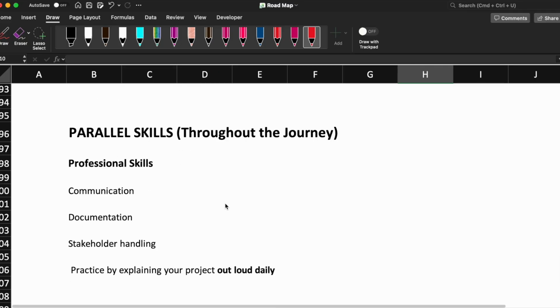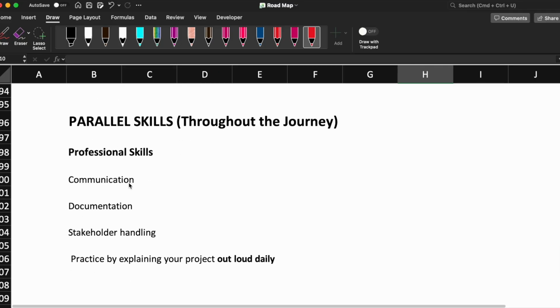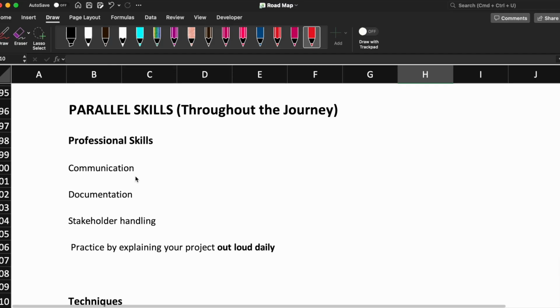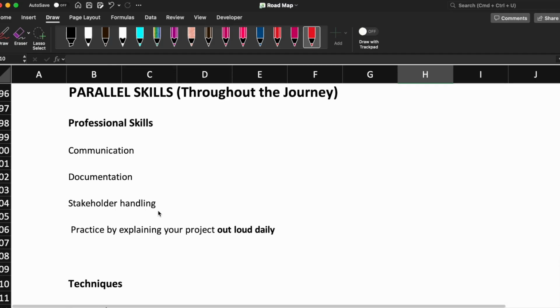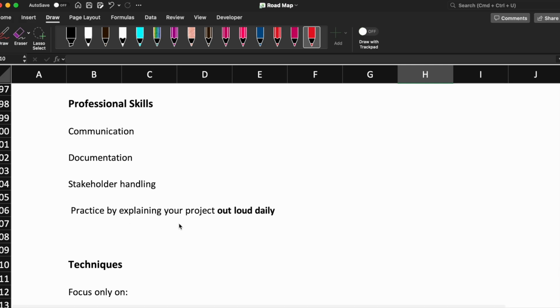Parallel skills throughout the journey, you can practice professional skills: communication, documentation, stakeholder handling. Practice by explaining your project out loud daily.